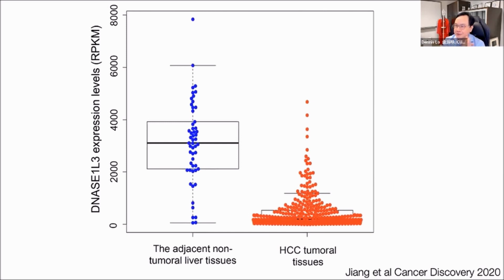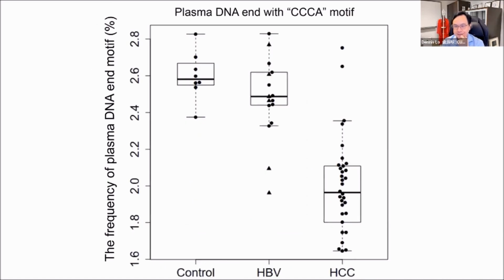So now if there's a reduction in DNase 1-like-3 in cancer, then theoretically, there should be a reduction in the CC motif in the plasma of cancer patients. And indeed, we find that is the case. So this liver cancer patient shows the reduction of CC motif as compared with hepatitis B carriers and control subjects. And then we find this to be true for other types of cancer.